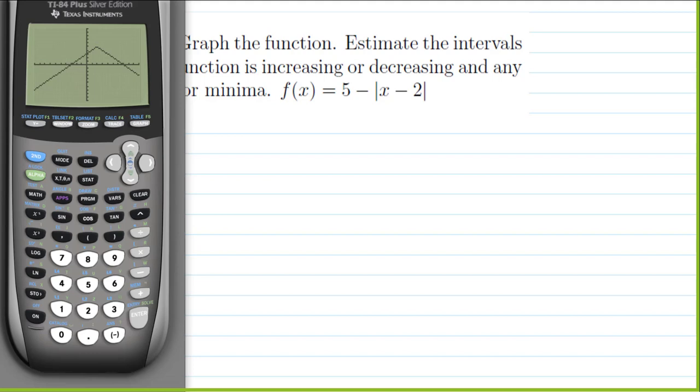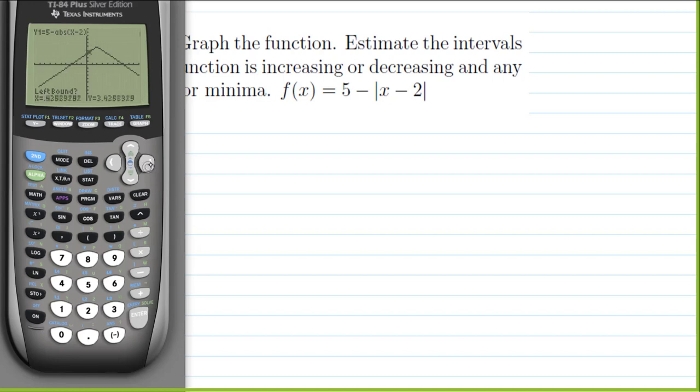So it says estimate the intervals of increasing and decreasing and find any maxes or mins. So we can use our eyeball metric, but our calculator will also help us find that point more precisely. So we're going to want to use our calculate menu. So we press second and trace to get calculate, and we're trying to find a maximum in this case. So we're going to go to choice number 4, and then our calculator is going to ask us 3 questions.